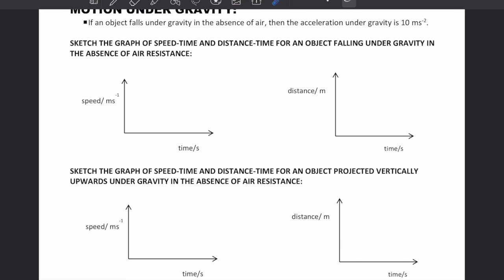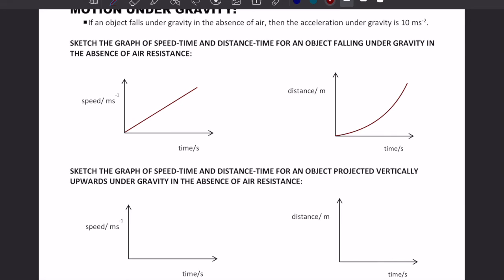Now we can talk about some examples over here, like a question could come where I've been given a pair of axes, and I have to sketch a graph for an object falling under gravity in the absence of air resistance. Since there is no air resistance, speed should increase at a constant rate. That's because the acceleration is constant. And distance should increase at an increasing rate. That's because the speed is increasing.